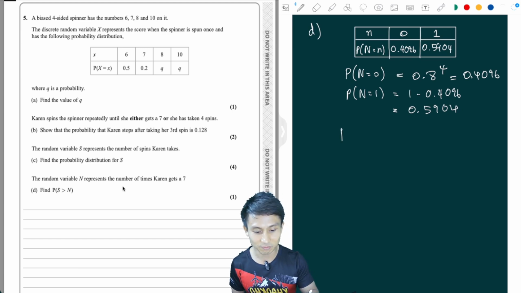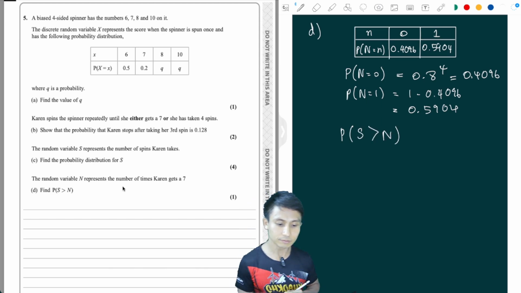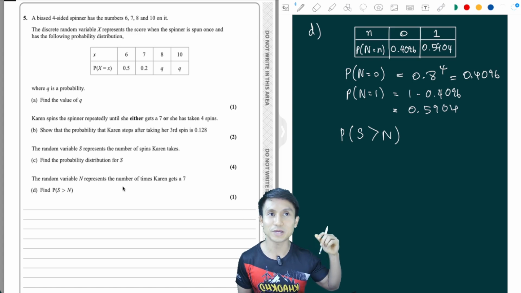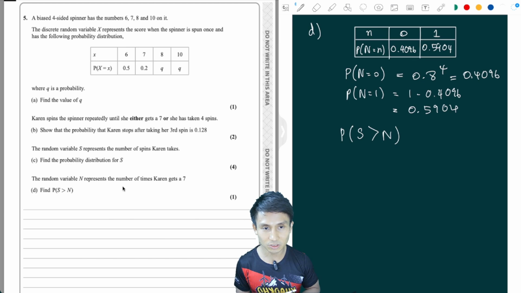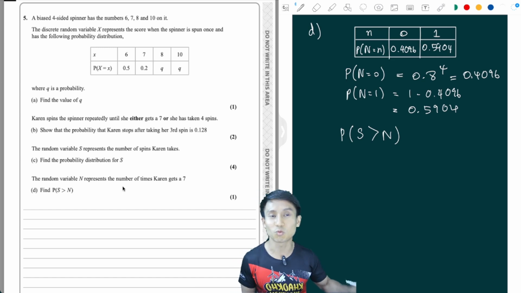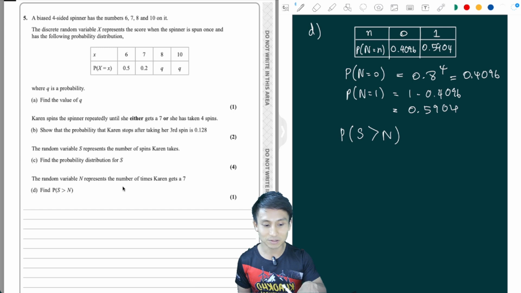Now, what we want is actually to find the probability of S greater than N. As you can see, to have S greater than N, you gotta be careful. S is the number of spins, while N is the number of times she gets a 7. So, what are the possible outcomes for S and N so that S can be greater than N? If she spins once, at maximum she can only get 1 7, right? So you can't really have the cases where N is greater than S. If she spins 4 times, she can't really get 4 7s, right? So N is usually less than S, because once you get 1 N, she has to stop. That's why the maximum N here is 1.